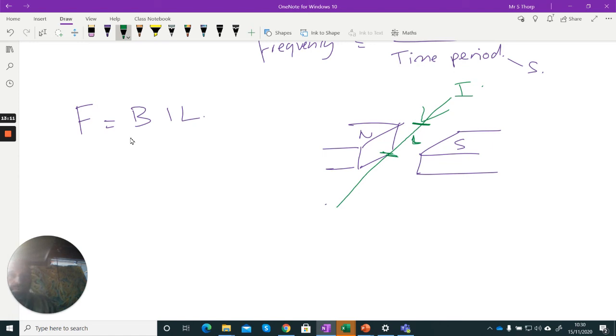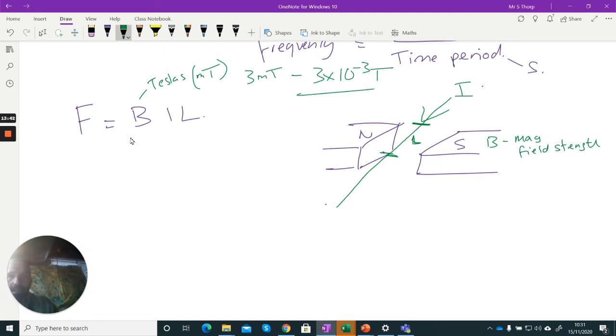B is the magnetic field strength. That's measured in Teslas, or T. It's usually a really small number, so sometimes it's milliteslas. So if you're given a number, so 3 milliteslas, on the calculator you've got to do 3 times 10 to the minus 3, because it's a small number. Okay, and L is measured in meters, and I is measured in amps.